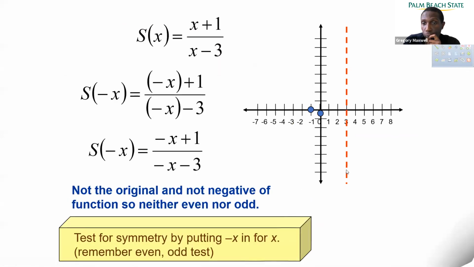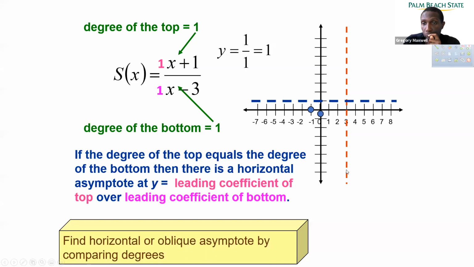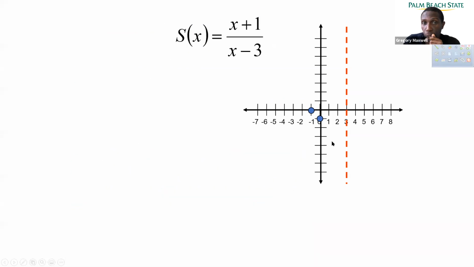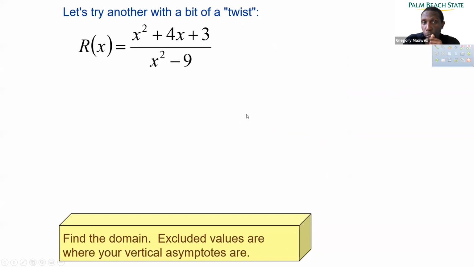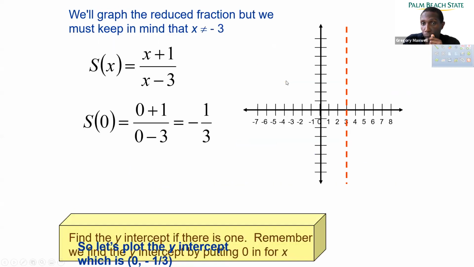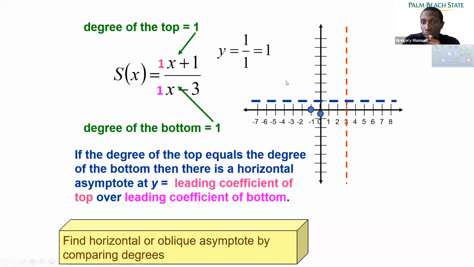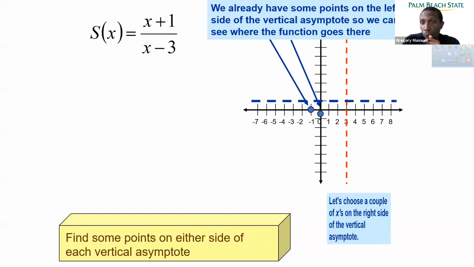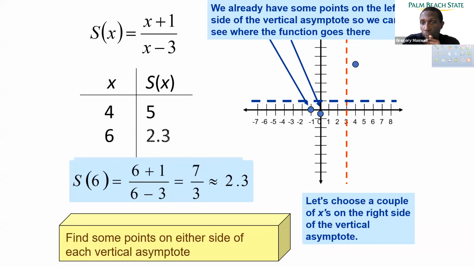I'm going through all of this stuff, skipping all of that stuff. Your horizontal asymptote is at 1 because the degree of the top is equal to the degree of the bottom, so the ratio of the leading coefficients, 1 over 1, is the horizontal asymptote. And so when you draw the graph now, you'll see the graph looks like this.